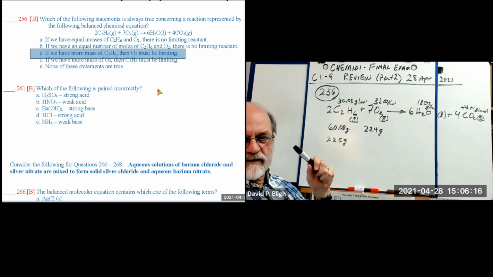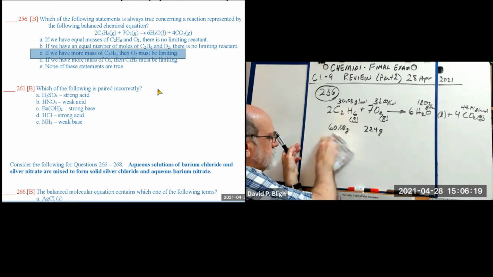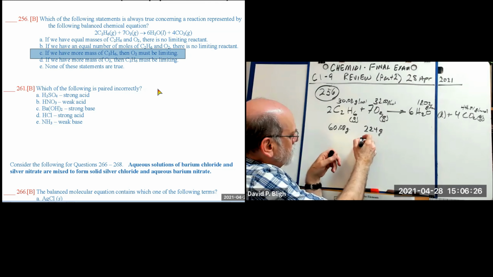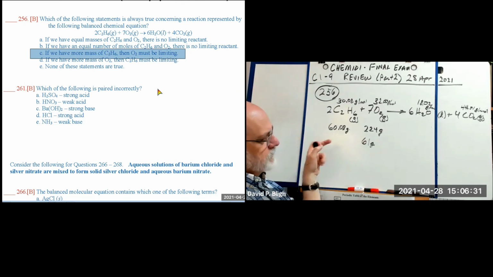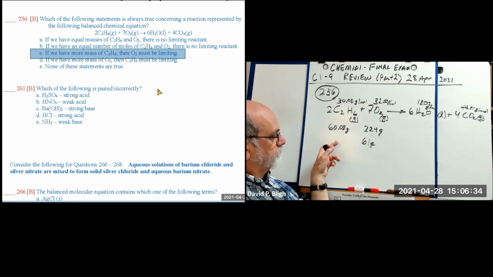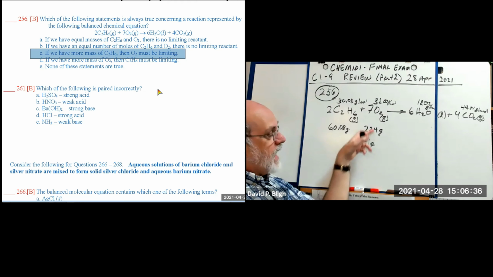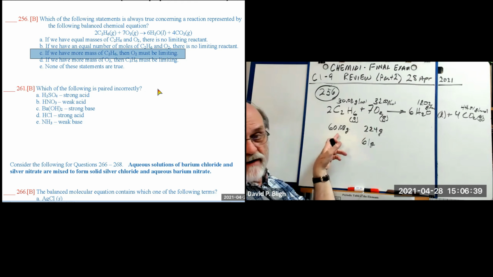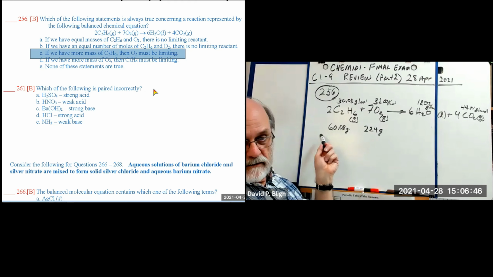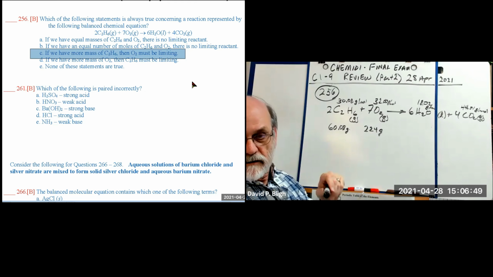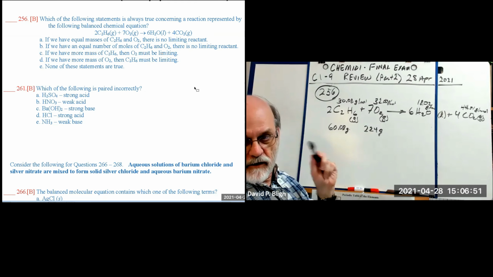What if we have more mass of oxygen? More mass of oxygen than, say we have 61 grams, right? Well, oxygen is still limiting. You don't have enough to use up all of that, right? So ethane's not limiting here either. So C is the answer. Oxygen is limiting under those circumstances.